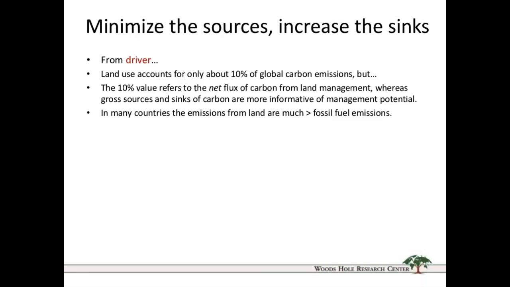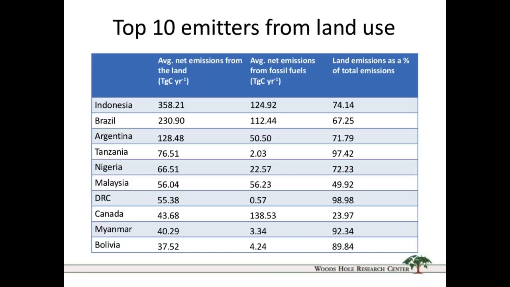All right, so just to summarize, from the driver thinking about it, 10% of the net emissions globally. But that 10% value hides a much bigger gross source and gross sink that are in fact more helpful in thinking about management potential than that net flux. So the gross sources might be, instead of 10%, something like 30%. And likewise, that leaves pretty large potential for making use of the natural sinks.